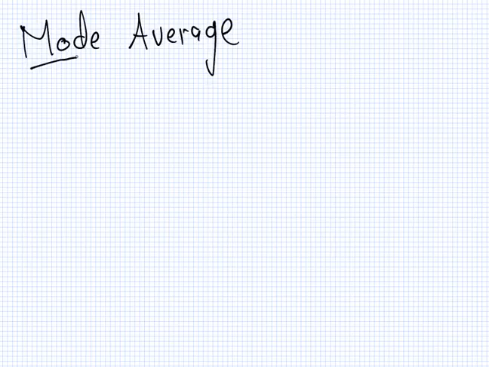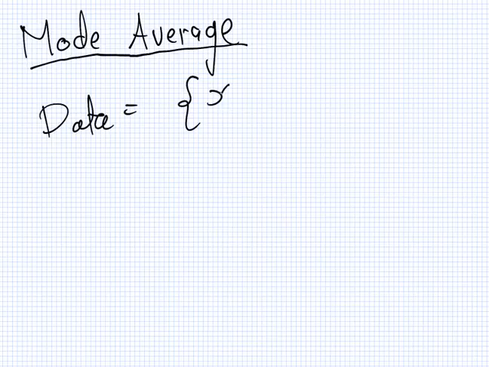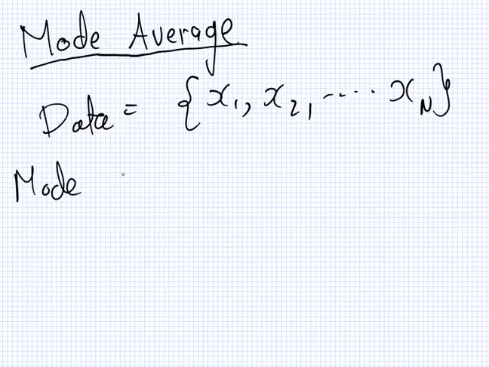Repeated number. Yes, the mode average. So the data, again, let's say it's x1, x2, all the way up to xn. What did you say? Repeated number. What about the repeat? The most repeated number? Just the number. Just whichever is most common. Most repeated, most frequent, most abundant, whichever number is most.